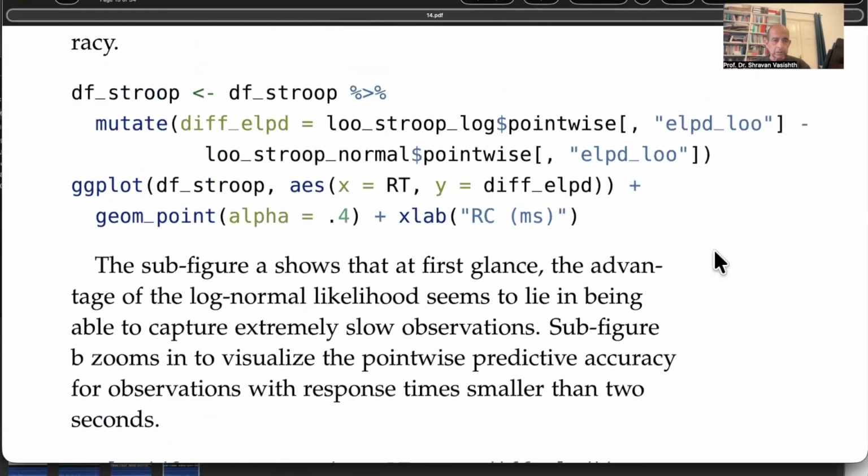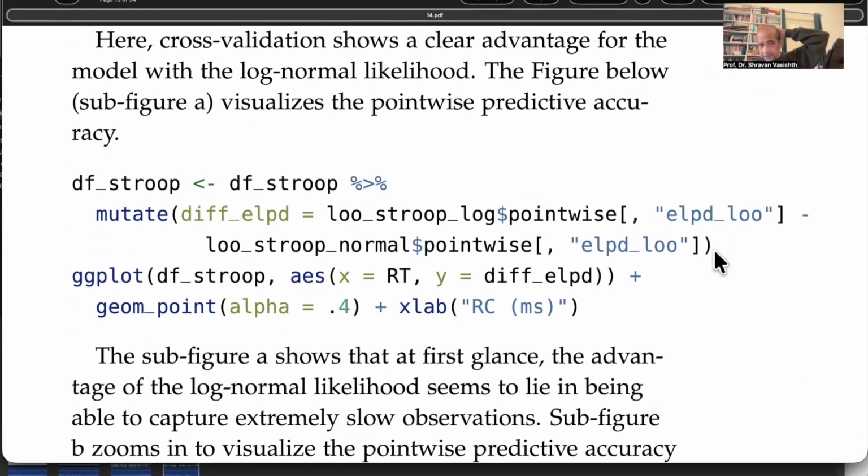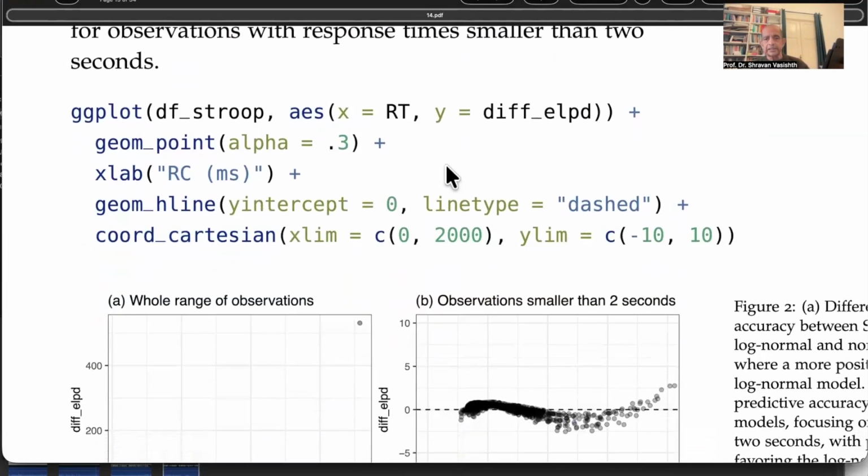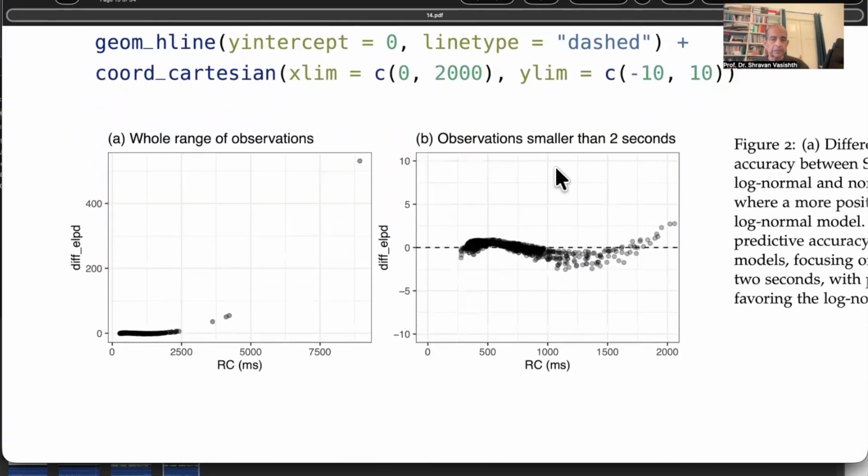So let's do that. This is just ggplot2 code, so I won't discuss that, because we're just literally extracting the difference in the ELPDs as pointwise values, and then we're just plotting them.